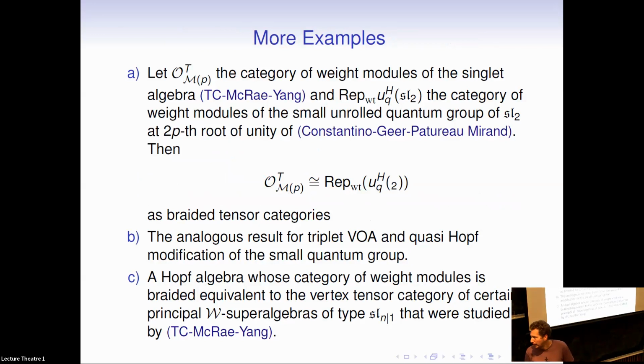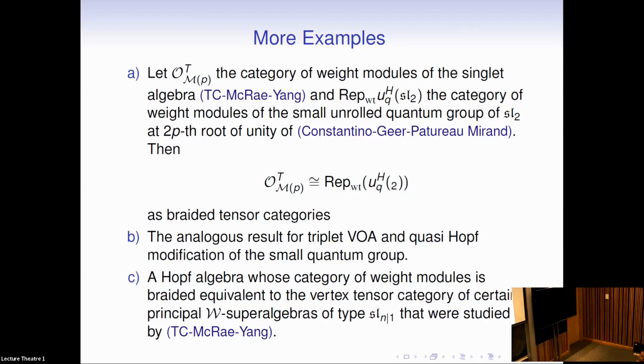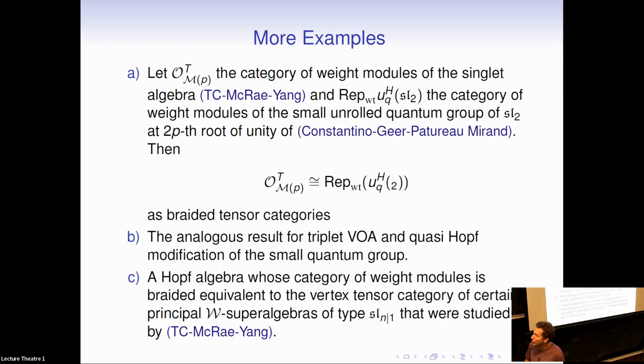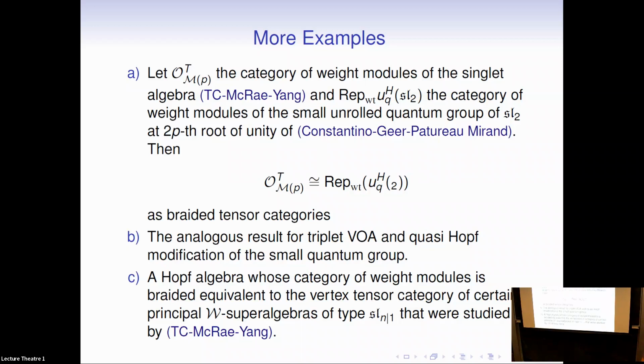Now here I have 2 slides with a bunch of examples. Unfortunately, it's very hard to verify these assumptions, and these examples are all the cases where we can verify the assumptions, and then you immediately get something. So the first case is in fact the one we wanted to prove with our theory. It's a conjecture that I think goes back to Costantino, Geer, Patureau-Mirand. They are the people who made most progress on studying non-semisimple 3-dimensional TQFTs, and they do it exactly by attaching these TQFTs to categories of modules of quantum groups like this. And so we prove their conjecture.